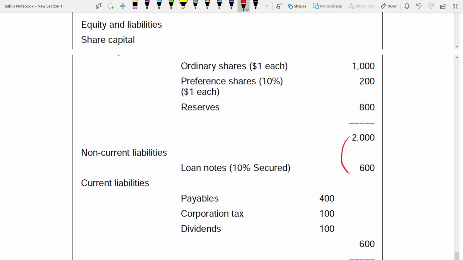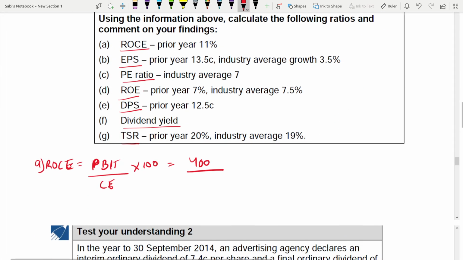Here we are taking the preference share. Here don't take it as debt. But anyway, even if you take it as debt also, you have to add that debt. So it's added, 2600. Now in terms of percentage, taking one decimal place, it will be 15.4%. Prior year it was 11%. Here it's 15.4, so it's an improvement. Short-term improvement is there.